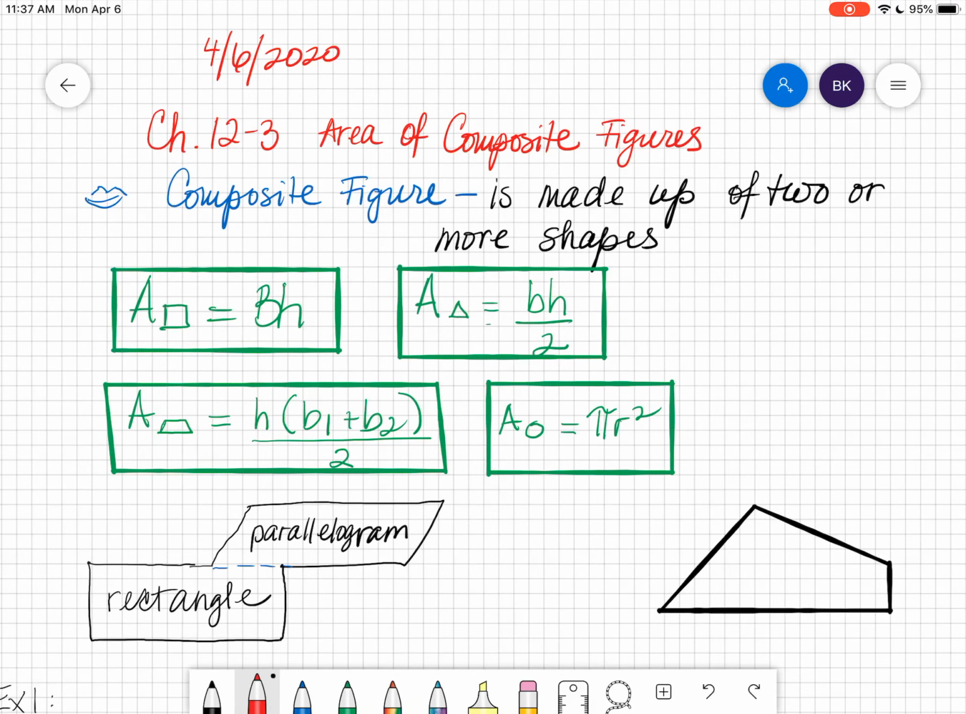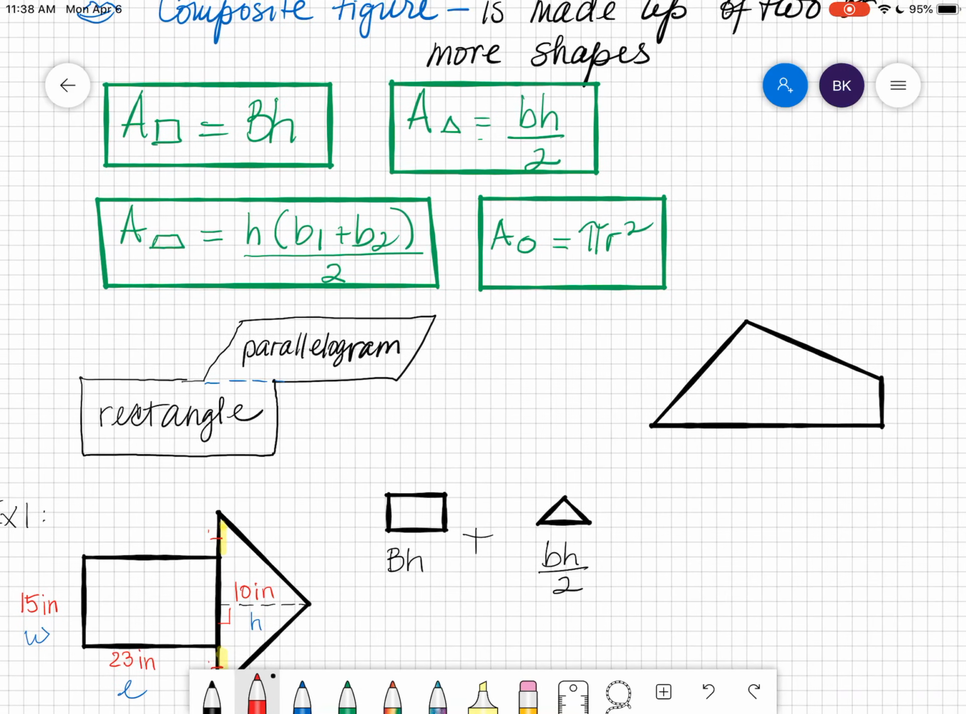Area of the rectangle or parallelogram is base times height, or length times the width, right? Area of the triangle is base times height divided by 2. Please remember that height is always perpendicular to the base. Area of the trapezoid is height times the sum of the bases divided by 2, and area of the circle is pi r squared.